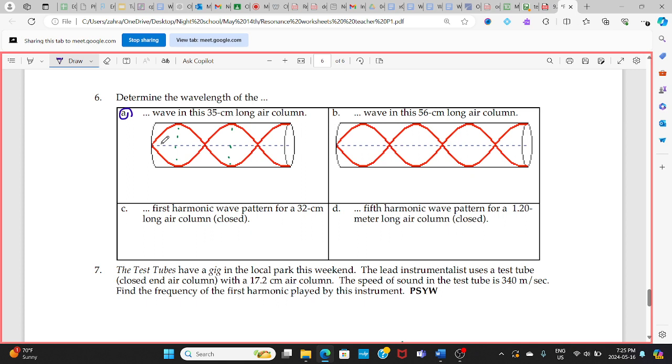Okay, anyone want to tell me the answer? Anyone? Should I do that myself? So can anyone tell me a length is equal to how many lambda here? How many lambda is fitting here?